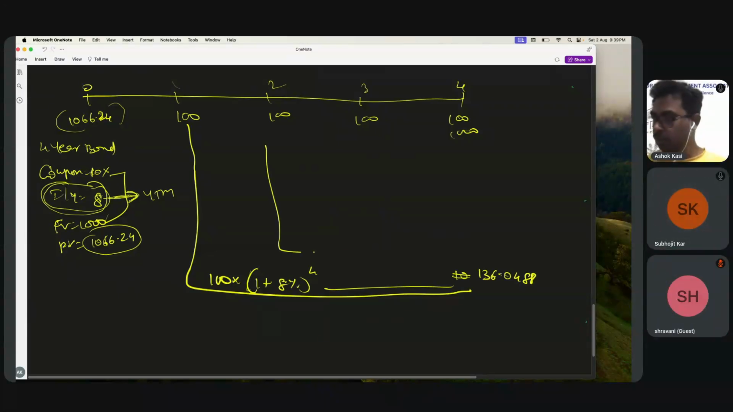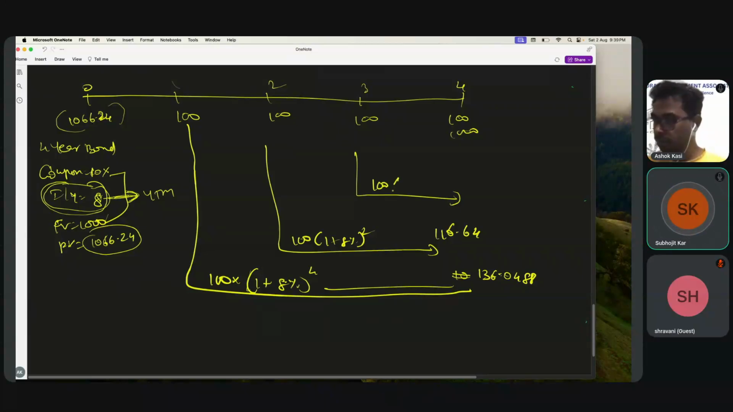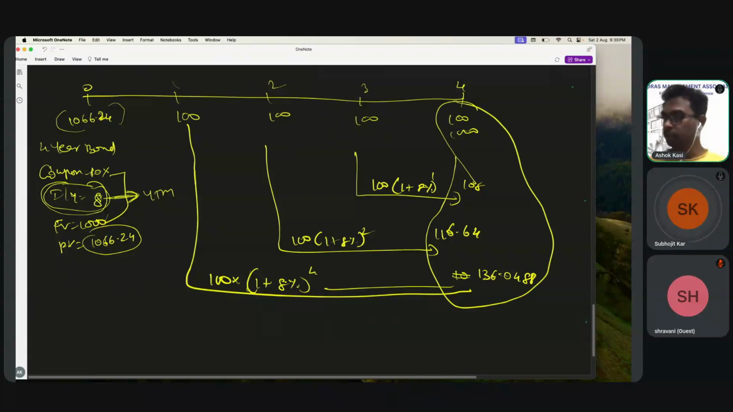And this one for 2 years. You will get 100 and you will immediately reinvest at the prevailing market rate. 116.64. 108, and then you will get 100 and 1000. So you will get this much money. Add up all this.